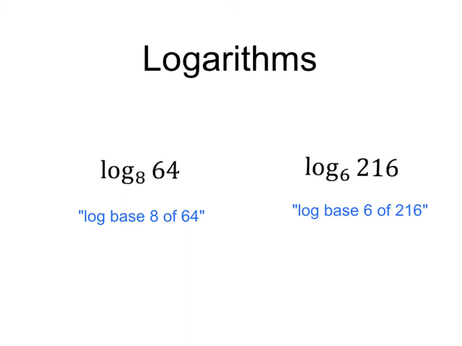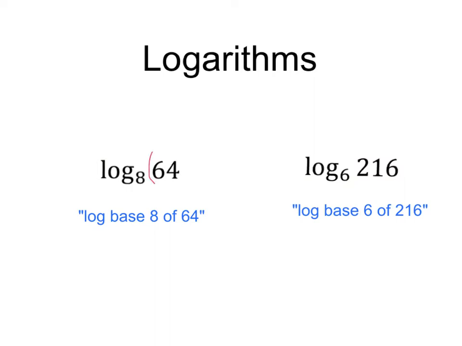And I'm spending time doing this because it's kind of a unique operation that you probably haven't really dealt with anything similar to it before, right? So this is how they look. I have two examples here. And let's talk about how we would say them, right? I would say this as log base 8 of 64, right? And I would read this one like this, log base 6 of 216.